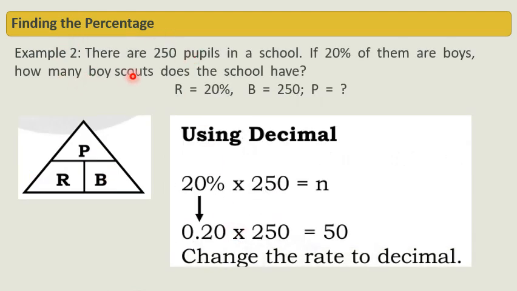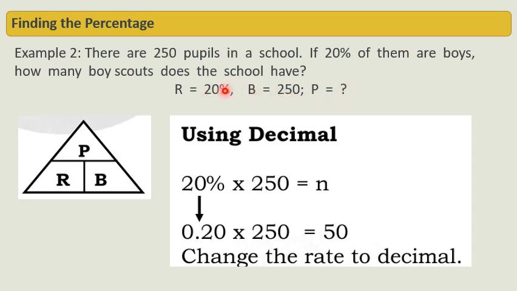For example number 2, there are 250 pupils in a school. If 20% of them are boys, how many boys does the school have? So, dito, given na siya. Syempre, yung 20%, automatic na may percent sign siya, so siya po ay rate. Then, ang kabuuang pupils sa school, lahat ng pupils, boys and girls, ay 250 pupils. Ngayon, kung 20% daw ng 250 are boys, ilan lahat yung boys?